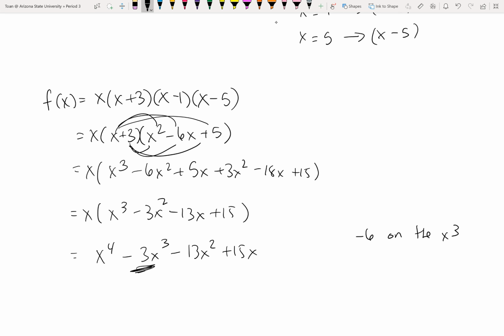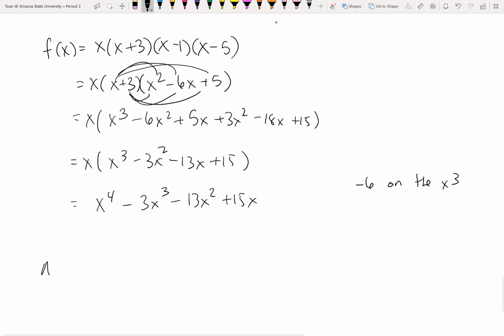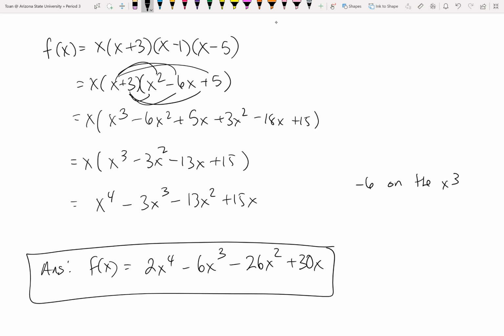Well, I have negative 3, I want negative 6, just multiply the whole thing by a 2. So then my actual answer would be f of x equals 2x to the 4 minus 6x cubed minus 26x squared plus 30x, right? Just multiply everything by 2. It's a very, very big order.